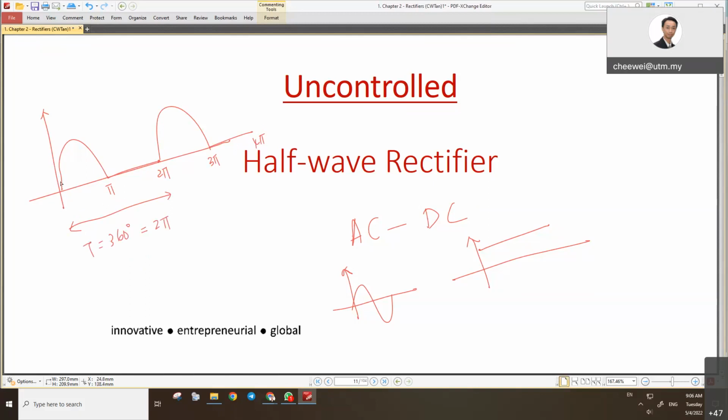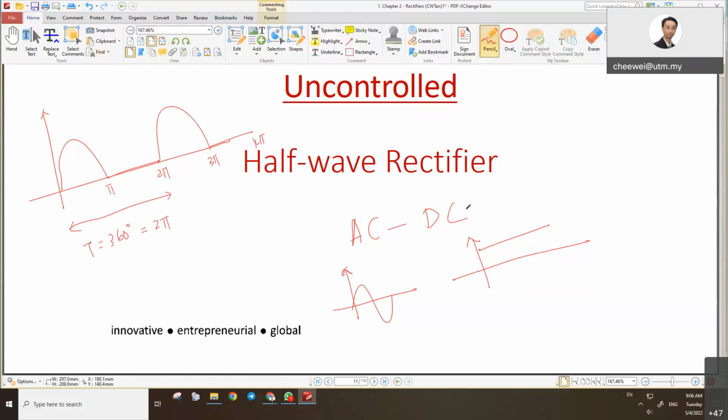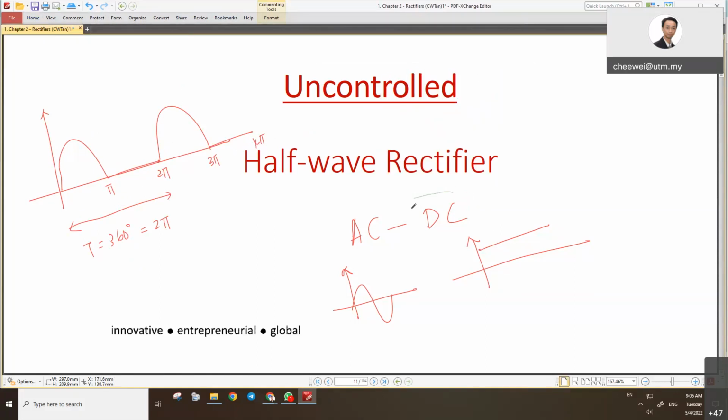Now you see, that is the conversion made from the input to the output. But what we are interested in is the DC. So our job is to find the DC equivalent value. Equivalent, is it right? Correct spelling? Okay.